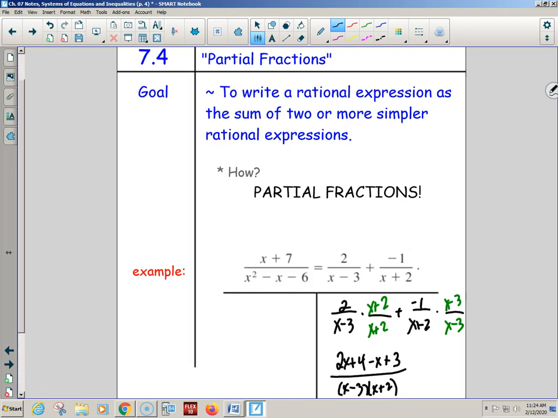Give me 1 second, but good. I want to hear it out. Taking something that's been put together and breaking it apart. Okay, Alec, what was your idea?